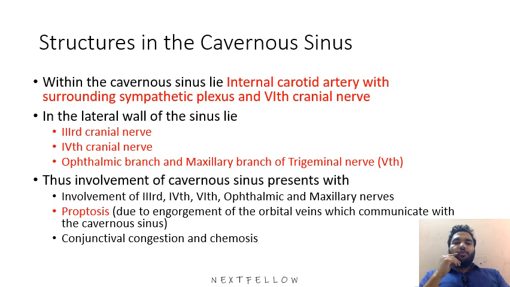And there will be proptosis due to engorgement of orbital veins which communicate with the cavernous sinus. There will be proptosis, and conjunctival congestion, chemosis, all these things will be there. So the second nerve is not affected, and the maxillary nerve is affected here, whereas in the superior orbital fissure that's not affected. And the first nerve to get affected is the sixth nerve, whereas in the superior orbital fissure there is no such rule that the sixth nerve should get affected. The other part is the sympathetic plexus is affected, so Horner syndrome possibility is there in cavernous sinus.